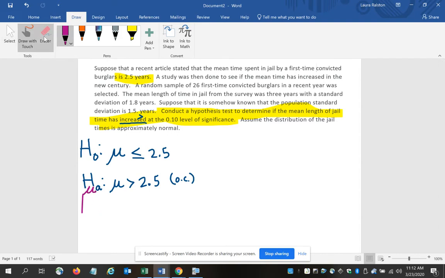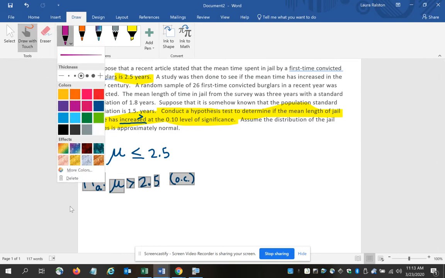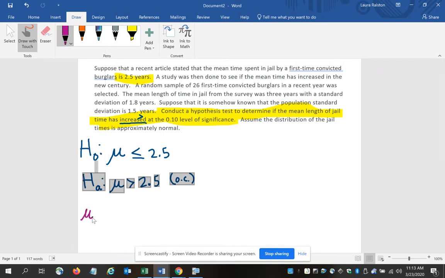I need to identify mu sub 0, which is the population mean. In this case, it is a value of 2.5. That value comes from the hypothesis.